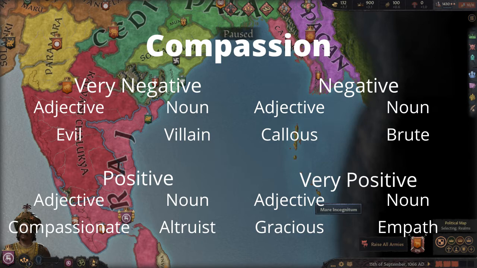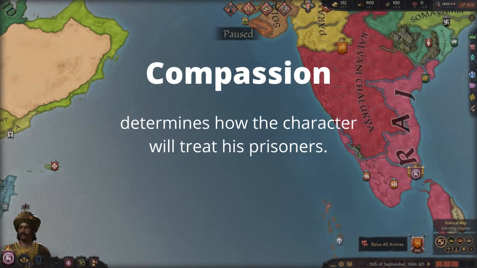And how this causes the AI personality to interact with you is this is how an AI personality will treat their prisoners. If one of your children, one of your vassals, or somebody in your court gets taken prisoner by a neighboring ruler, and they are an empath or gracious, very compassionate, they might be more likely to let them go for less. So less money. They may just release them.